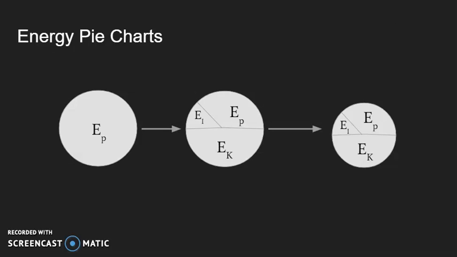For the energy pie charts, initially it's all potential energy because the ball is at rest. Then some of this potential energy is converted to kinetic energy when it's kicked, and the forces of drag and viscosity then begin to add internal energy to the ball. Overall, the energy will decrease due to the loss of energy to resistive forces.